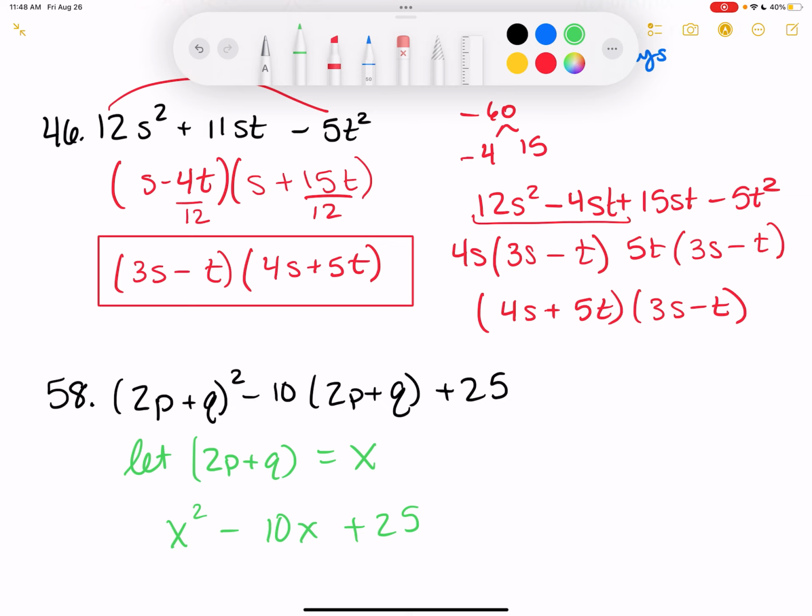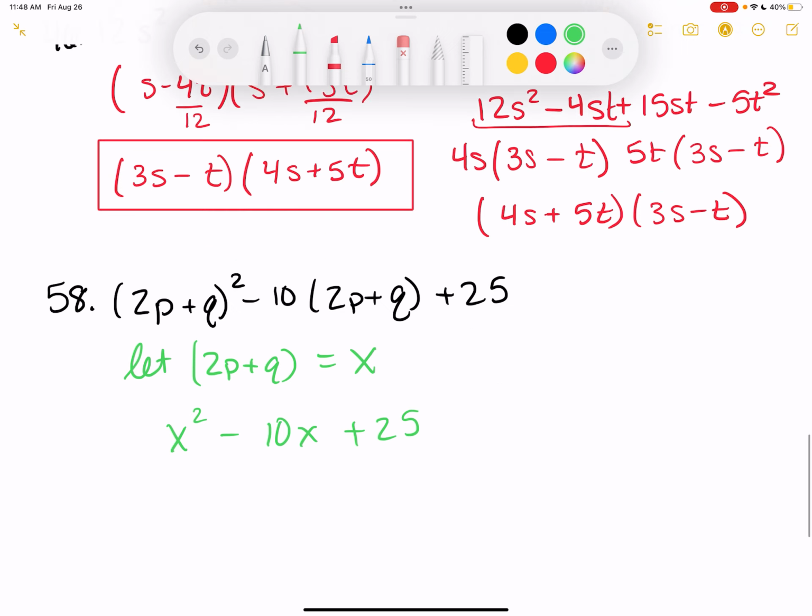This one you can just factor in general. So what are factors of 25 that give you negative 10? 5 and 5. So negative 5 and negative 5. So it'd be x minus 5 times x minus 5. Because this is a perfect square trinomial.